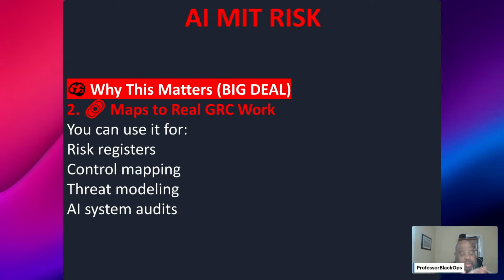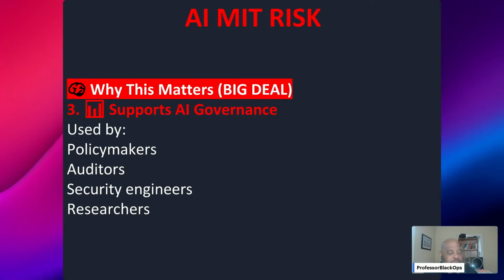Once again, I will start off with the OWASP Top 10 LLM. It's only 10, so that's something to get your mind wrapped around. You don't have to jump straight into the 1700 by the MIT, right? You've got to build your way up. So I really start off with the OWASP Top 10. It supports AI governance, used by policymakers, auditors, security engineers, and researchers, and AKA, we usually say GRC in here. So that's kind of how we usually get started.